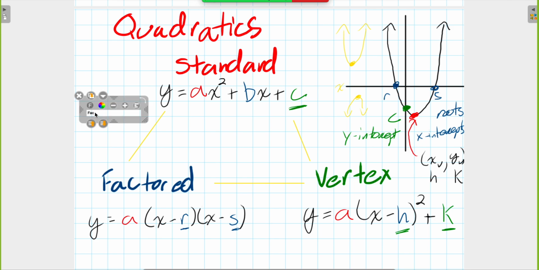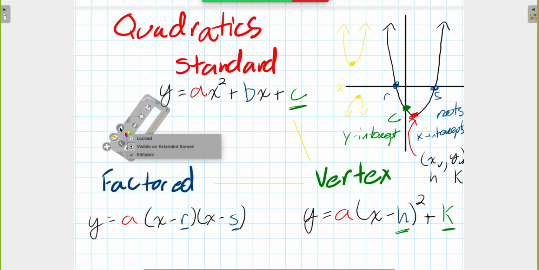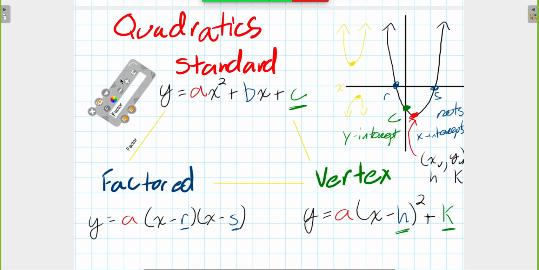Let's see. Oh, that didn't turn out so well. Factor. Okay. Can I turn it? Oh, I can. Look at that, how convenient. I erased it. Brutal. Let's try that one more time. Factor. I don't know how to keep it. I apologize. We want it over here. I duplicated it. Good enough.